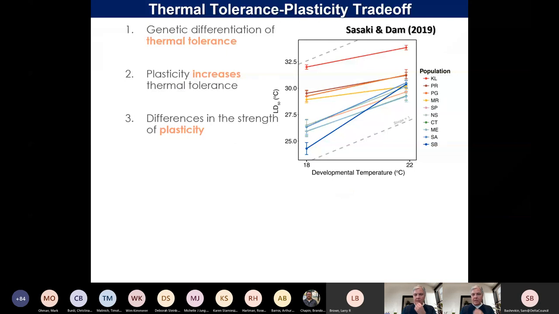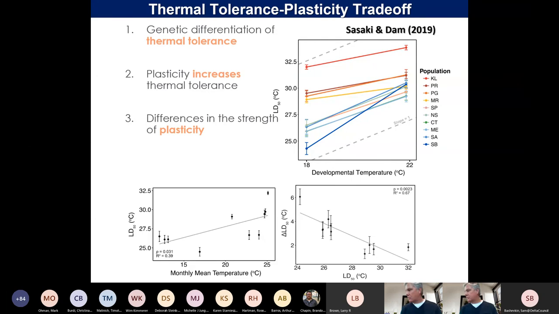Next. Now, if you replot this data as reaction norms, where we have the two developmental temperatures and the LD50, three things become apparent to me. The first is that there's genetic differentiation of thermal tolerance, which is represented by the difference in elevations in these curves here. The second is that plasticity increases thermal tolerance, and that just means that all of these slopes are positive. None of them went down. And the third is that there is a difference in the strength of plasticity, which means that some of these slopes are much more pronounced than others. All right. That's all important to understand vulnerability of populations to climate change.